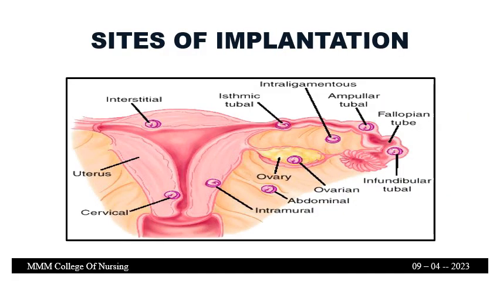So the sites of implantation, as you see in the picture, can be interstitial, cervical, intramural, ovarian, abdominal, infundibular, fallopian tube or the ampullary tube, the intraligamentous site and isthmic site. So these are the various sites of implantation. But the most commonly occurring ectopic pregnancy site is the fallopian tube.